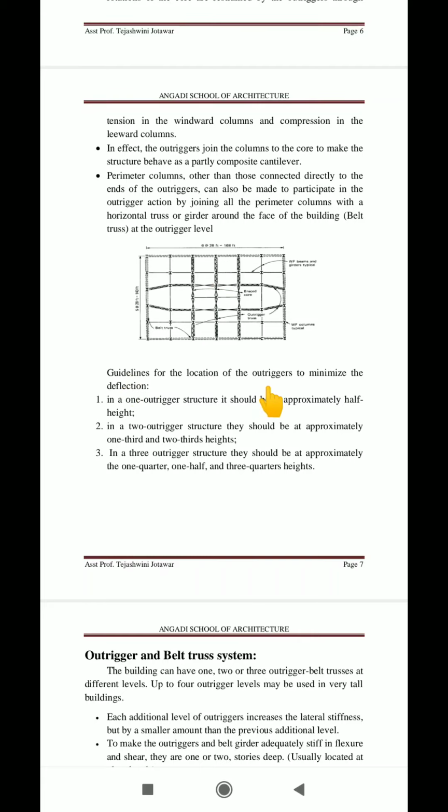Guidelines for location of outrigger. To minimize deflection, if I am using only one outrigger structure, it should be at approximately half of the height of the structure. If I am using 2 outriggers, then the outriggers must be located at 1/3 and 2/3 height. If I am using 3 outriggers, then outriggers must be located at 1/4, half and 3/4 height.